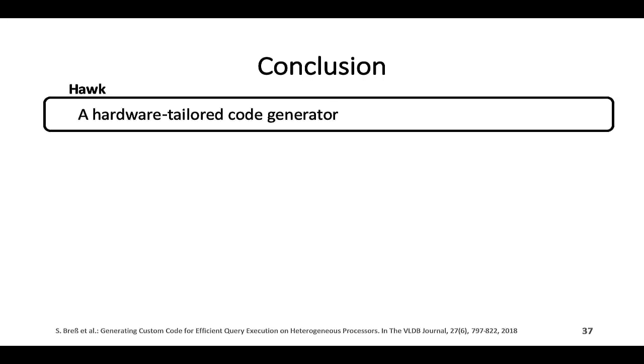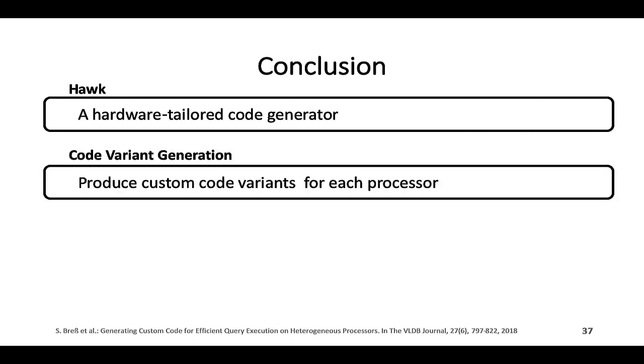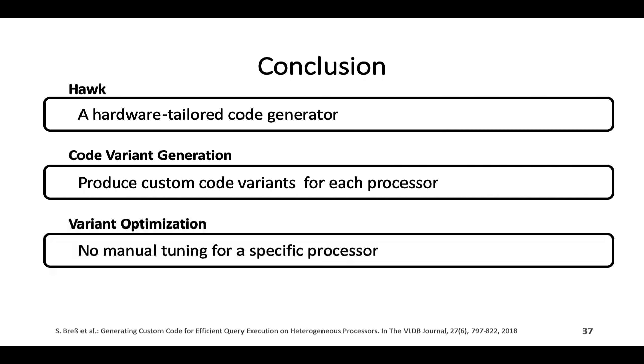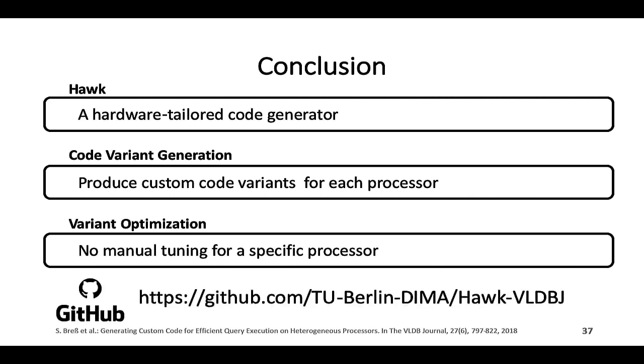We built Hawk, a hardware-tailored code generator. Hawk performs code variant generation in order to produce optimized code for each target processor you want to run on. And we perform variant optimization to remove the expensive human expert from the optimization loop and let the system tune the code and parameters of the code itself. We published the source code of the system on GitHub, so if you're interested in having a look and repeating our experiments, you can do that.